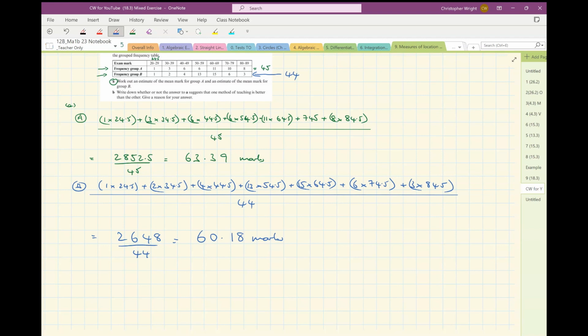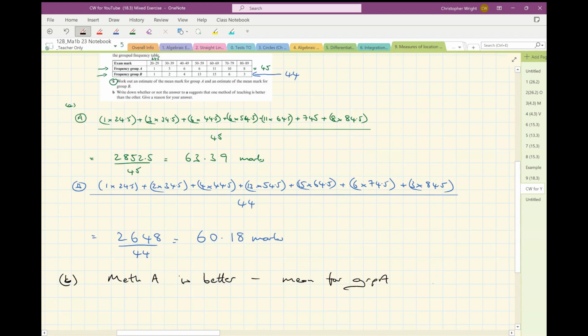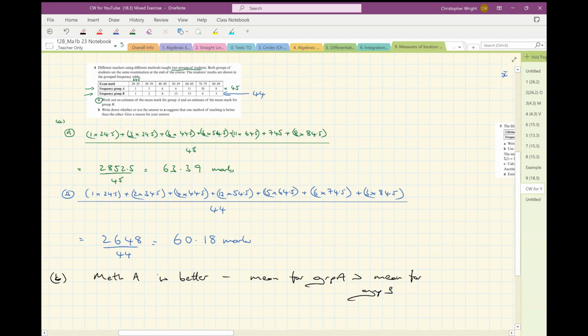Right, Part B. Write down whether or not the answer to A suggests that one method of teaching is better than the other. Give a reason for your answer. Well, I would say that it looks like method B is the worst one because you've got a lower mean. So my answer is going to be method A is better, and I need to explain my answer because the mean for Group A is higher than the mean for Group B. That is number 4 complete.